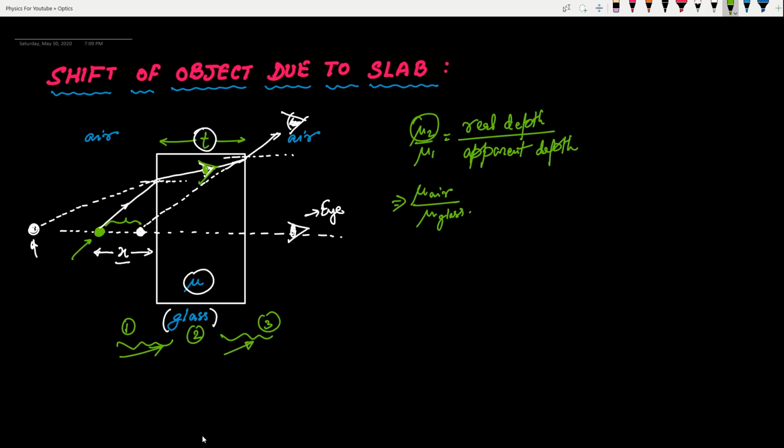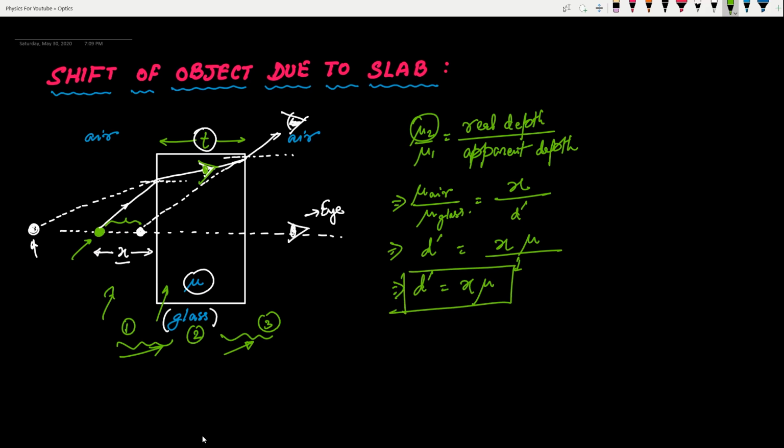So first of all we will take the combination air and glass. We will be solving for this one. In that case we know that mu2 is that of air and mu1 is that of glass. The real depth is given, it is x, and the apparent depth we need to find out, d dash. So d dash will be x times mu of glass, which is given as mu, divided by mu of air, which is 1. Therefore the apparent depth d dash is equal to x mu. So the distance from this interface to this is actually x mu.